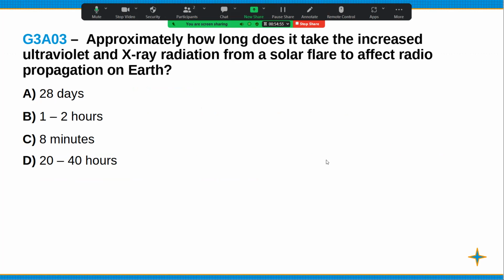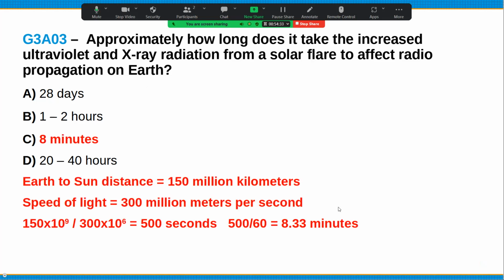Approximately how long does it take the increased ultraviolet and X-ray radiation from a solar flare to affect radio propagation on Earth? X-rays are quicker. 8 minutes. Wave particles travel at the speed of light. And if you want to calculate it, there's the thing. But like he said in the video, they don't normally last that long, like an hour.